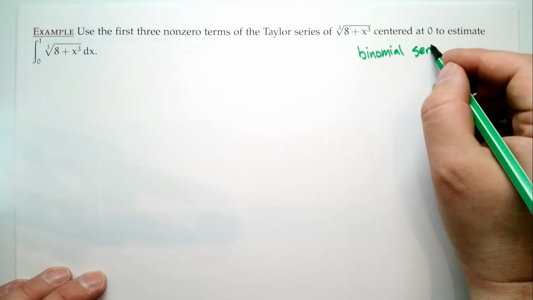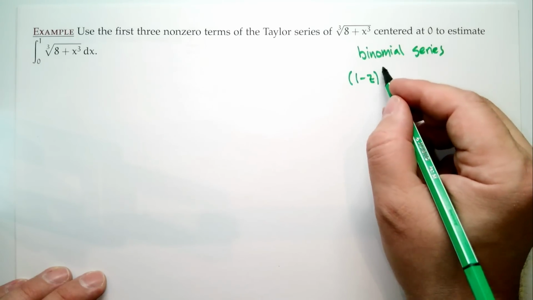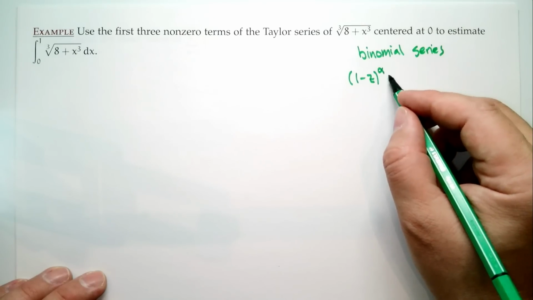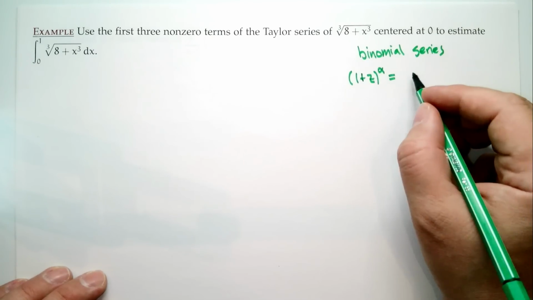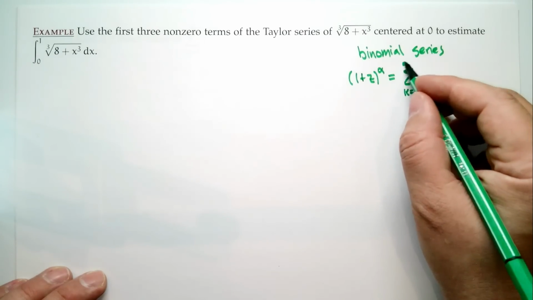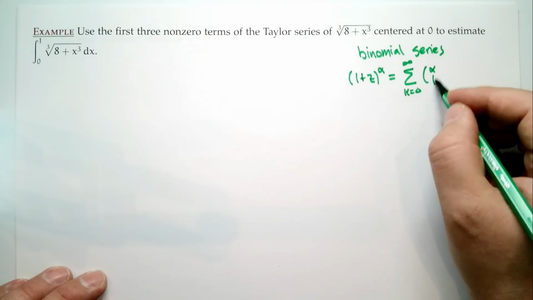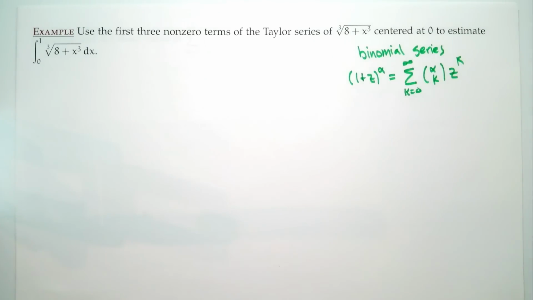So what's that? It says that 1 plus z to the power alpha is the summation, k equals 0 to infinity, of alpha choose k, z to the k. So that was on our list of series to know. I think you've covered this, or you're about to cover it. One of those. All right. It should look kind of familiar.